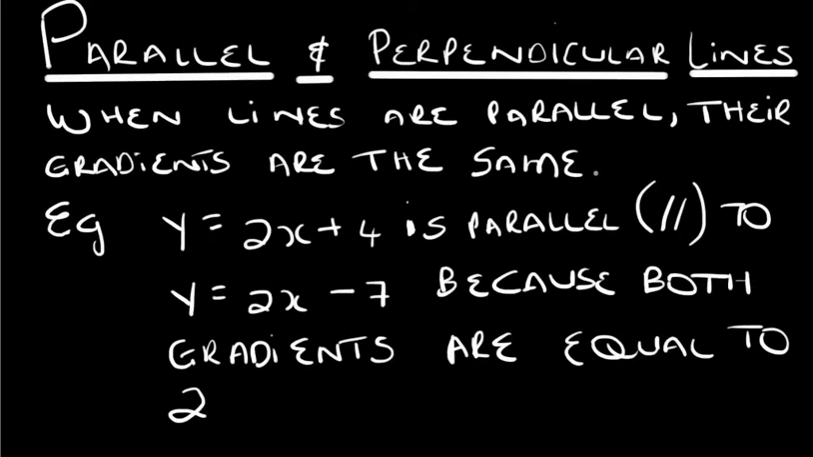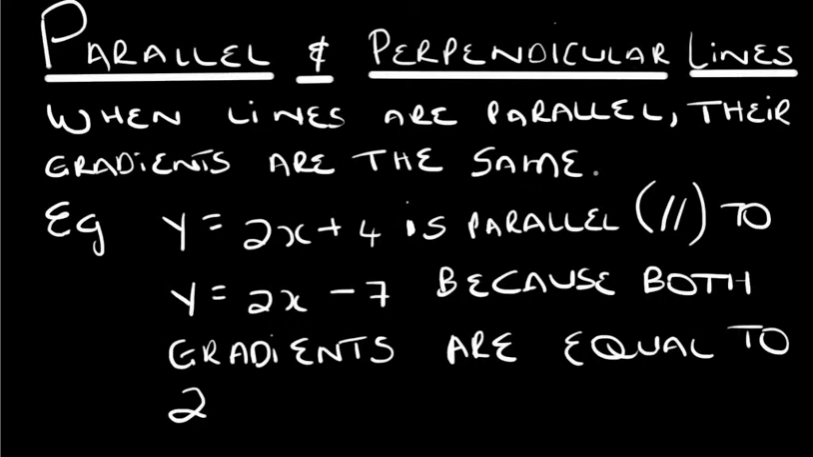Let's discuss parallel and perpendicular lines. When lines are parallel, their gradients are the same. So if we look at the line y is equal to 2x plus 4, it is parallel to the line y is equal to 2x minus 7. Why? Because both their gradients are equal to 2.